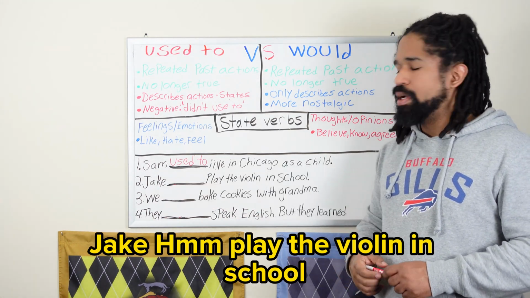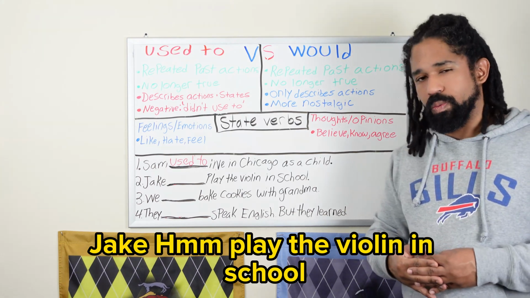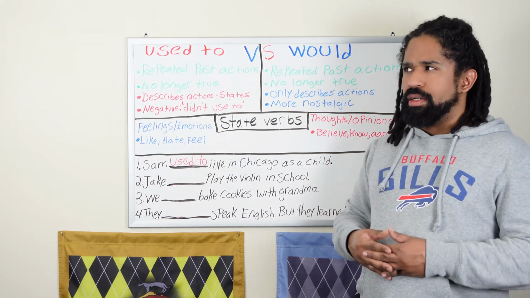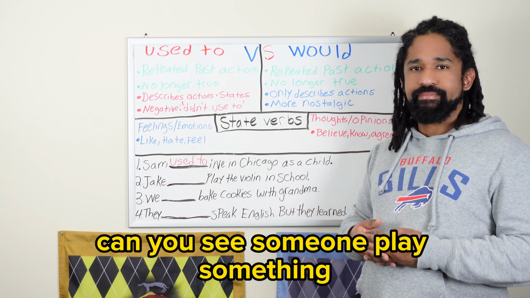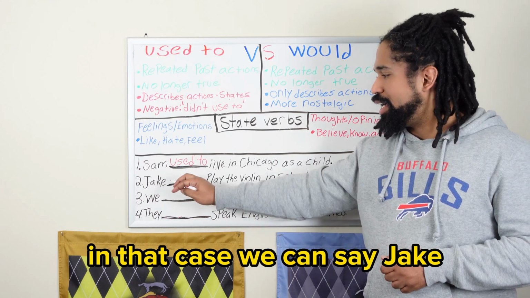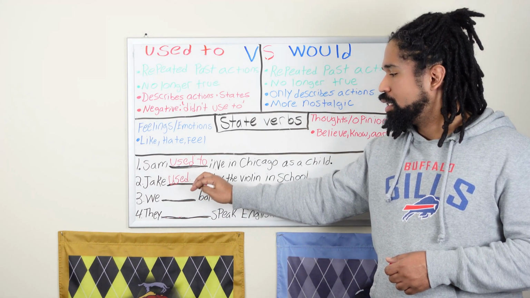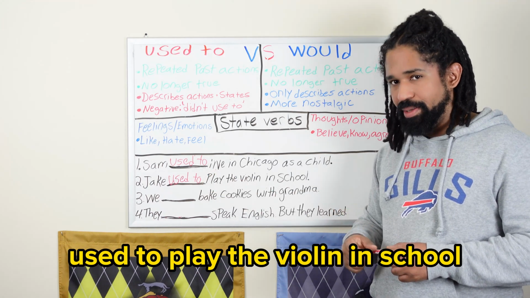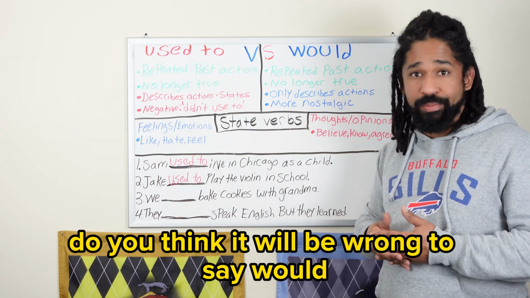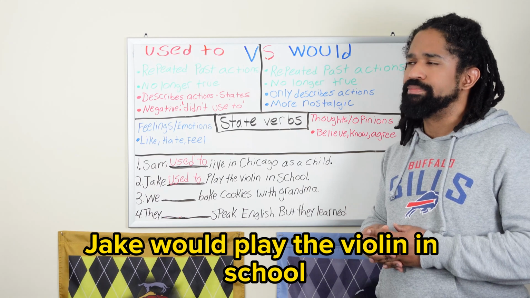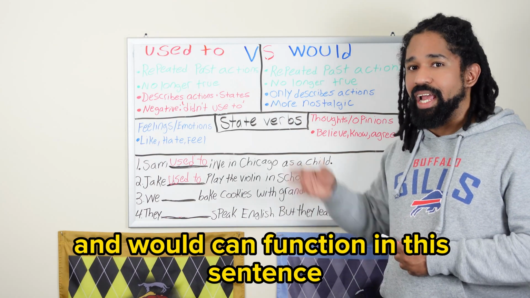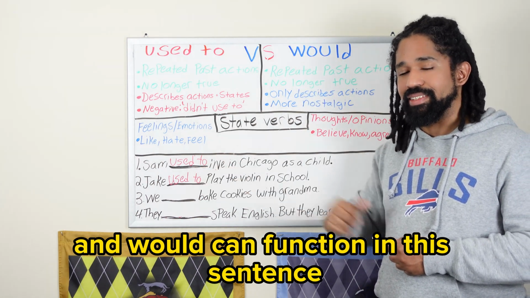Jake played the violin in school. Can you see someone play something? Yes, you can. In that case, we can say Jake used to play the violin in school. Do you think it would be wrong to say would? Jake would play the violin in school. Technically, no, because play is a non-state verb, and would can function in this sentence.